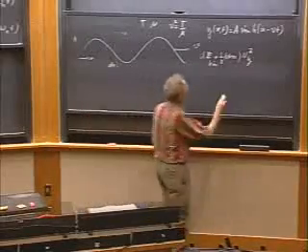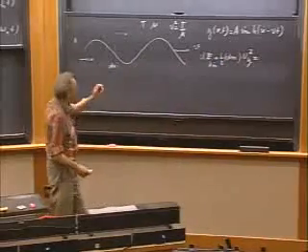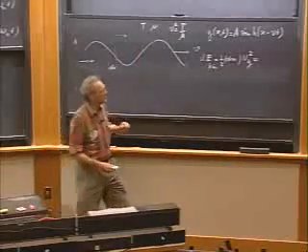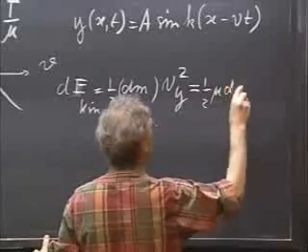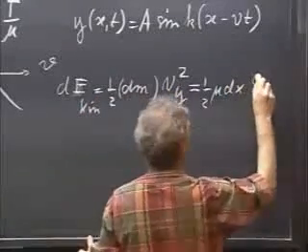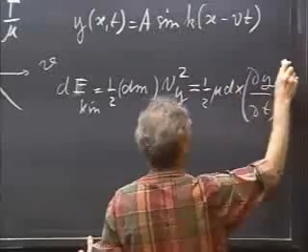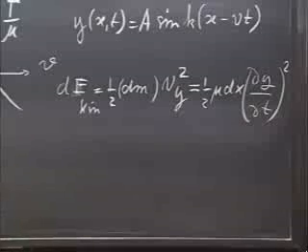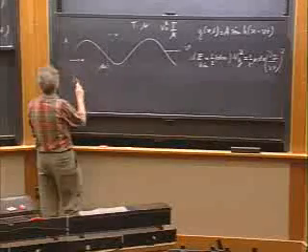So I can write this down. dm is obviously mu times dx. If I have a length dx here, and I have mu kilograms per meter, so I get here 1/2 mu times dx, and for this I write down dy/dt squared. It's the velocity in the y direction, and I use partial derivatives because I do it at a given location for x. So what is dy/dt?